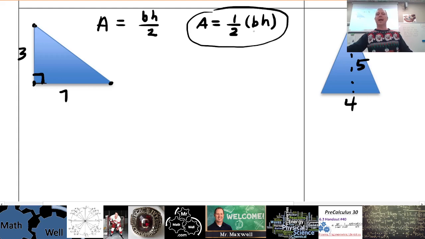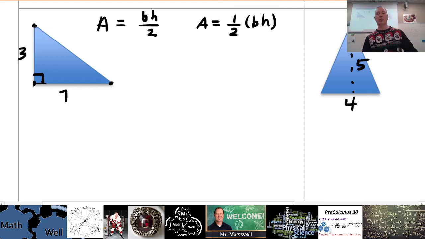Okay? You'll see that half in front. But both of them are correct, and whichever one you decide to use is totally fine. All right. So the base here is which number? Well, I kind of give you a hint there.